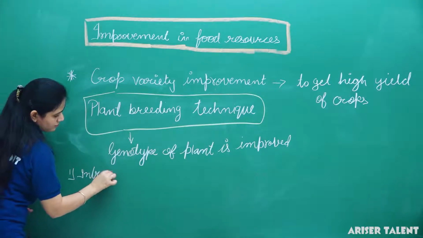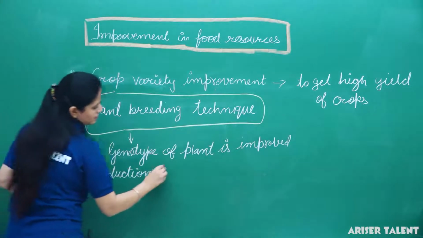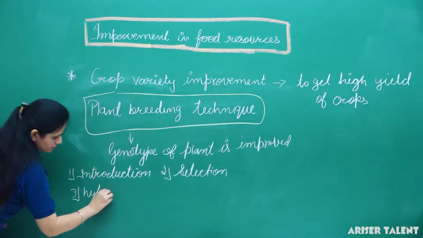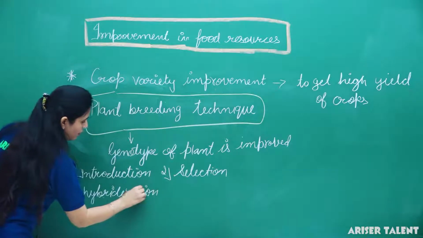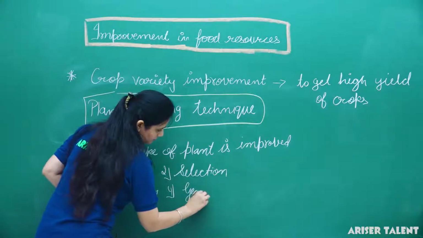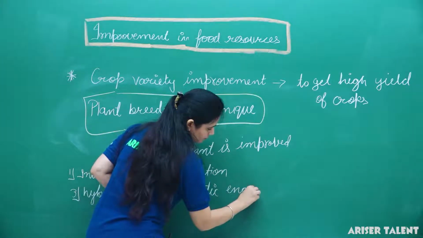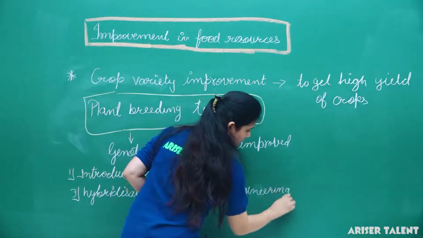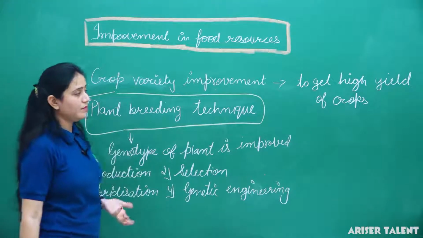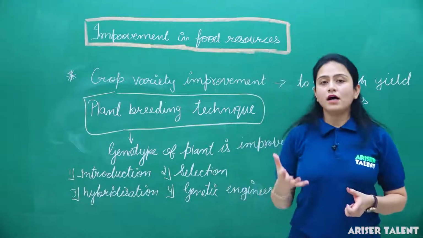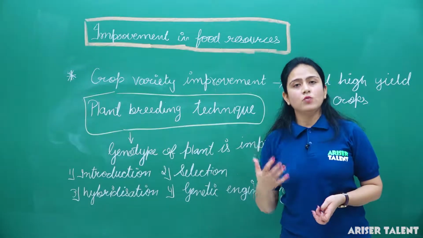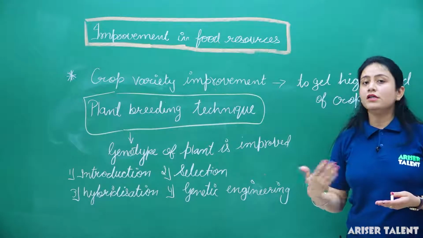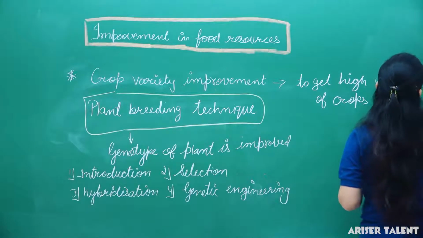First of all, introduction, selection, hybridization, and genetic engineering. Okay. So first of all, we will discuss introduction. What happens in introduction? In introduction, generally the seeds of some plants are brought from some places to other places, then they are grown there, and once they are able to grow and are successful in the different climatic conditions, then they are further selected for cultivation. So number 1 is introduction.